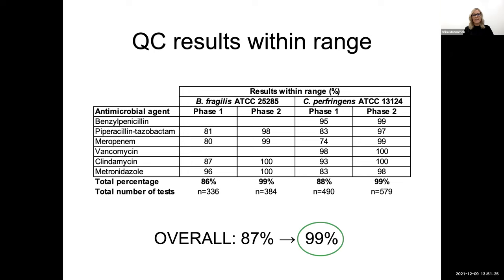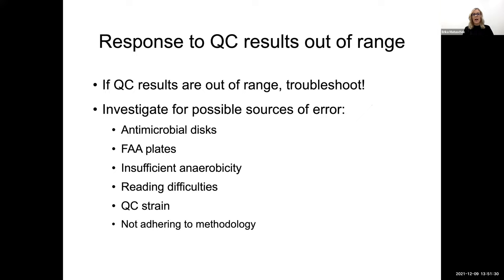Next slide. If your QC results are out of range, you should troubleshoot and investigate for potential sources of errors before reporting your clinical isolates. And you should consider different sources of errors, such as the discs, the FAA plates, anaerobicity or reading difficulties, and also make sure that the methodology is strictly followed as described.